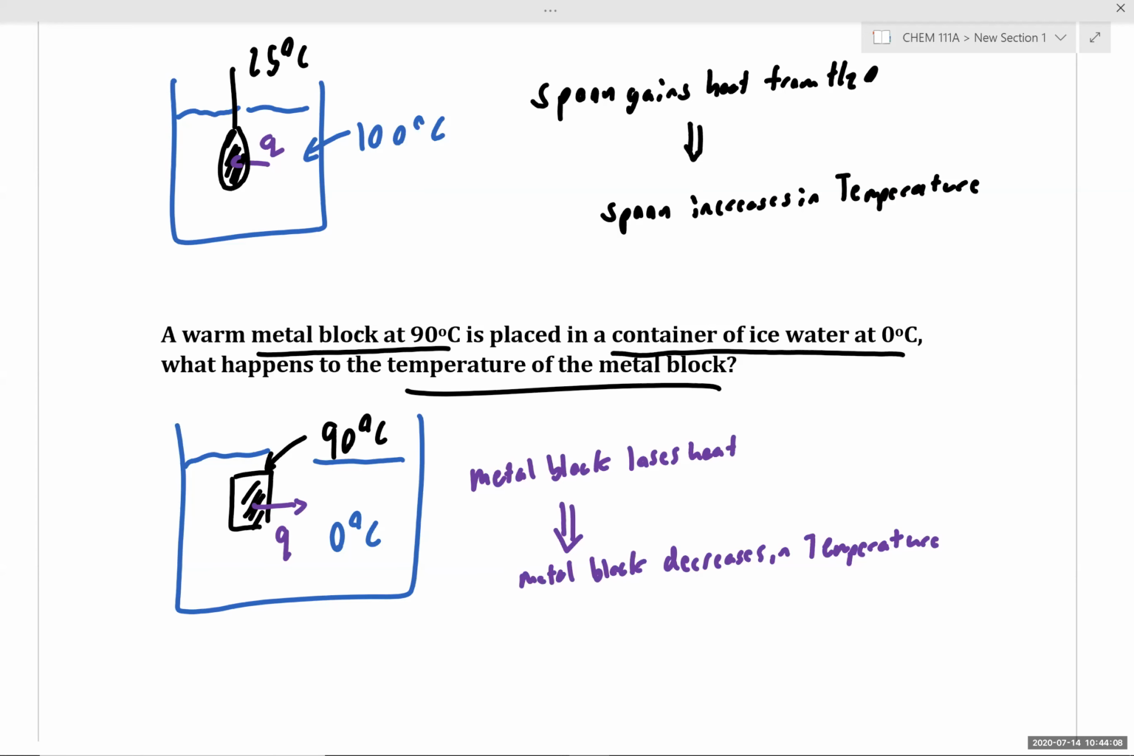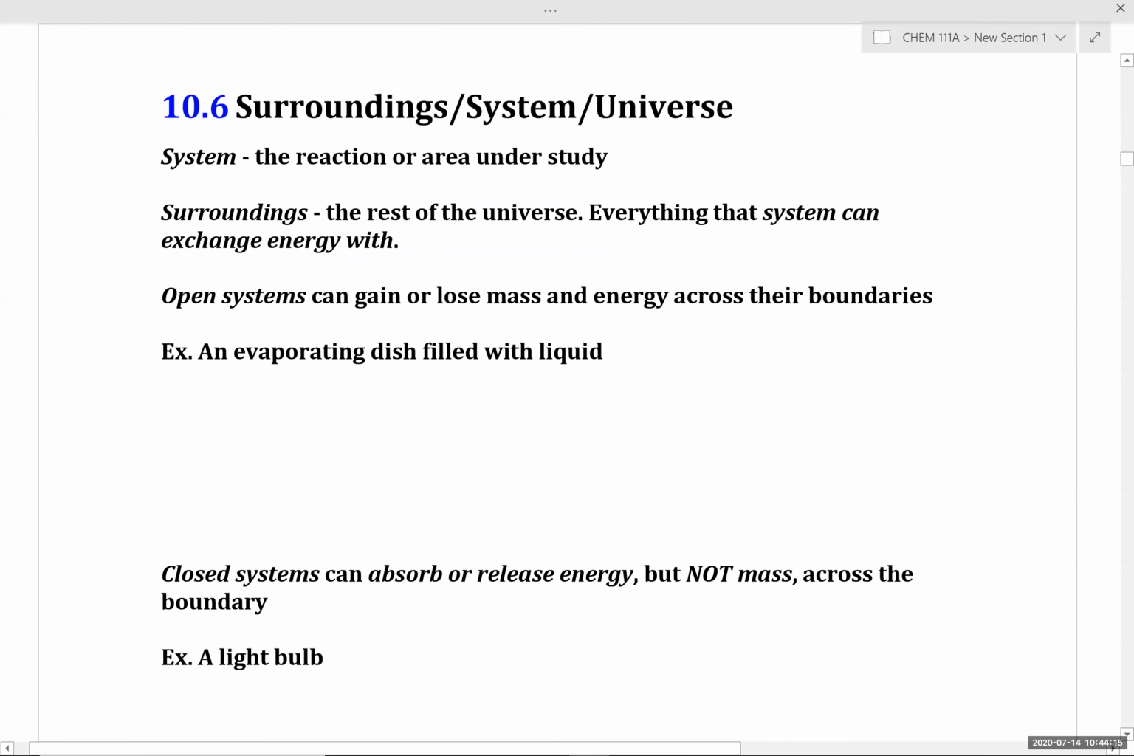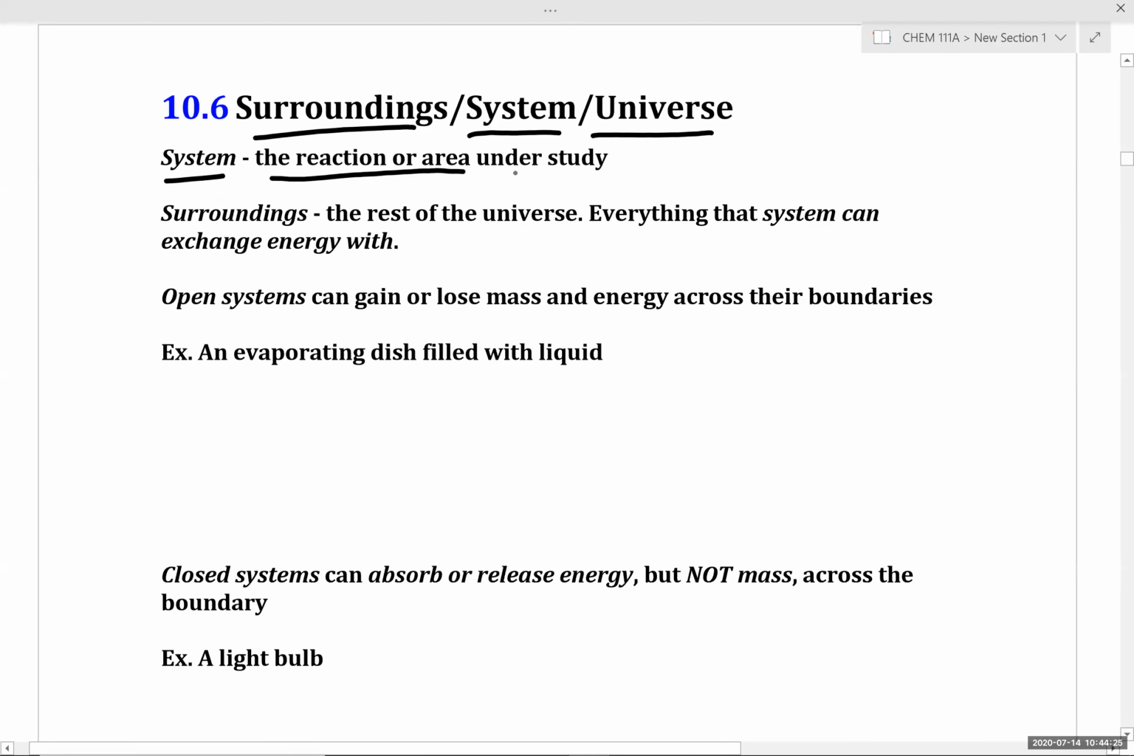So now let's continue to focus on this idea of heat. But first, what we have to do is define the ideas of the surroundings, the system, and our universe. So the system is the reaction or area under study. The surroundings, and yes, this is quite a liberal definition, is everything else. It's the rest of the universe. Another way to think about the surroundings, which is a little more nuanced, is everything that the system can exchange energy with.